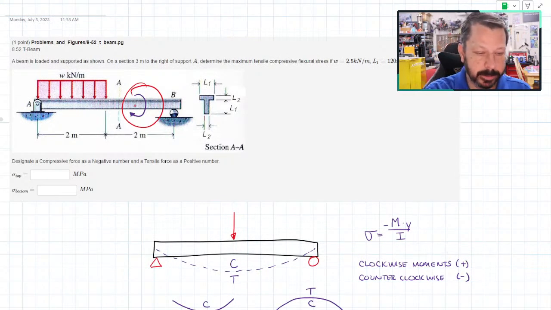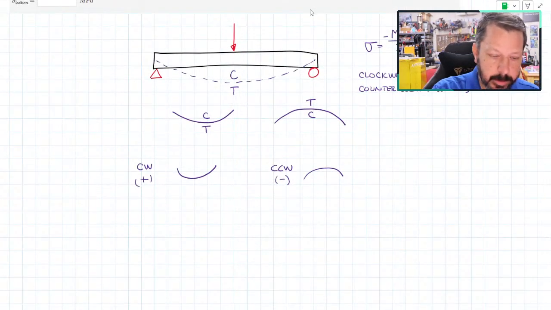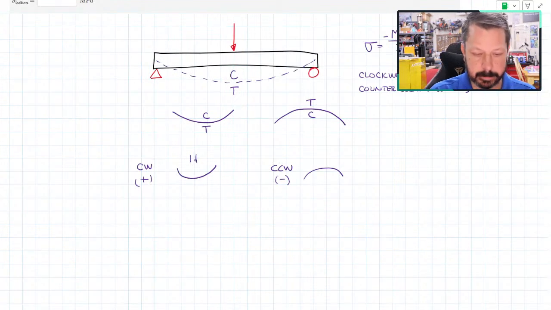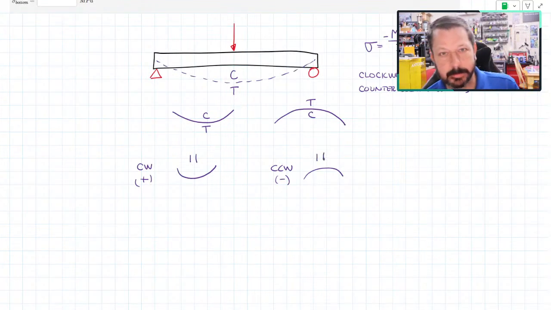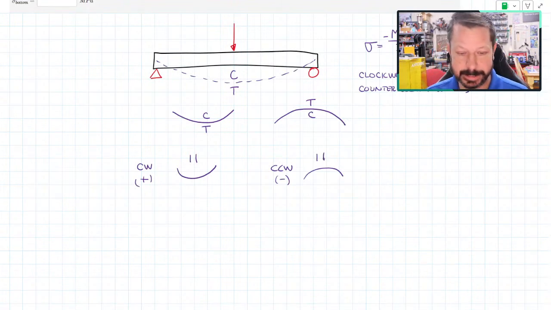This one doesn't have one. I just had to draw it on there myself. But in those cases, we have to assume this direction. And it's easy to remember. The positive moments look like that. Negative moments, kind of a frowny face. That's the easiest way to remember it, whether it's tension on the bottom or top and all of that. The clockwise moments, or the positive moments, make the smiley face, and the negative moments make the frowny face. So that's easy to remember.